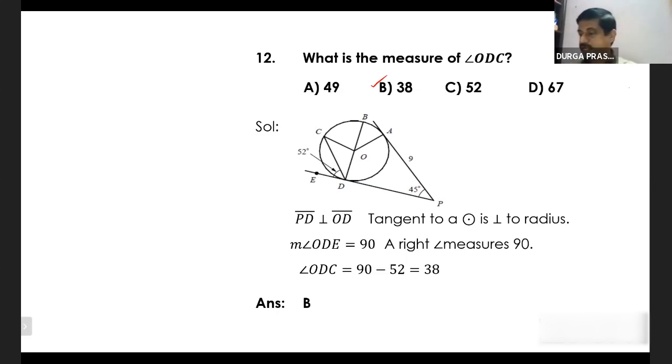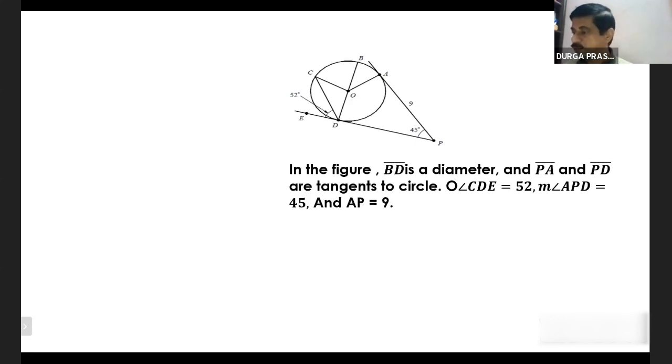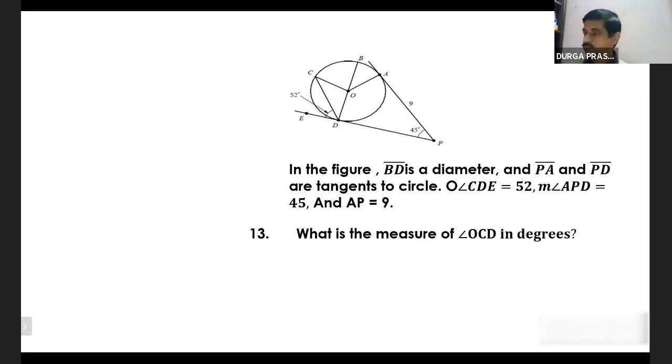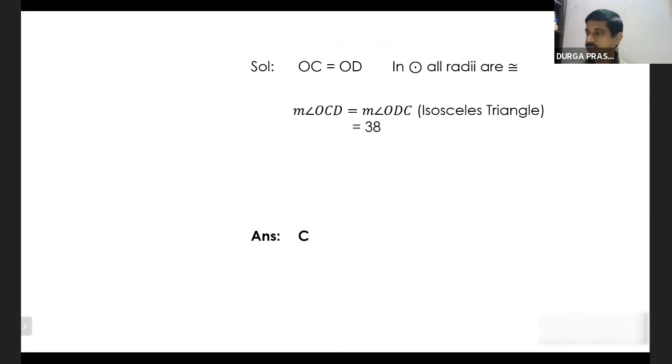Okay, let us go to the next question. What is the measure of OCD? OCD is also the same, 38 degrees only, because ODC and OCD are, this is an isosceles triangle, OD equals OC equals radius. So OCD and ODC should be equal. So that is also 38. So option C. Okay, children. So let us go to the next page. If any other thing is asked or only the solution is given, that is over.